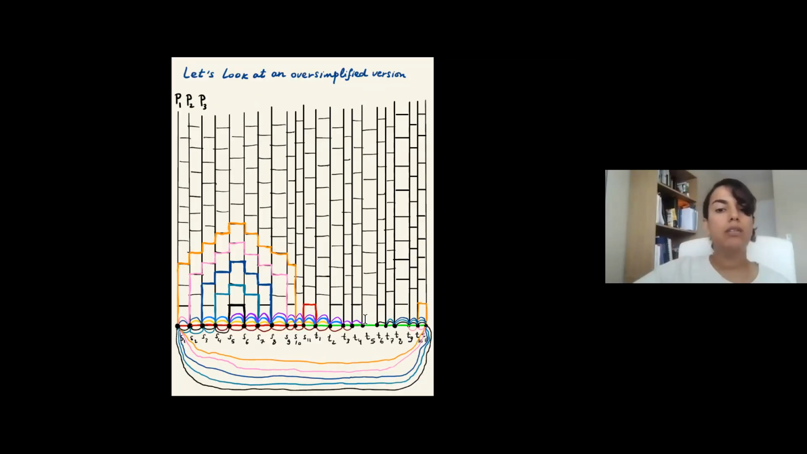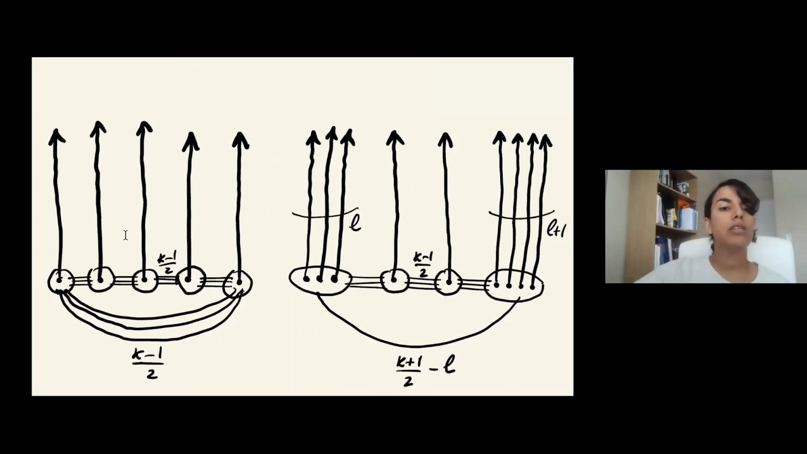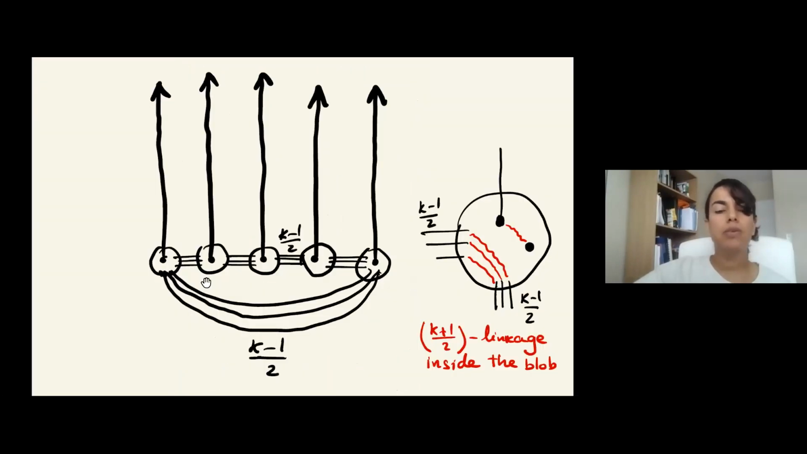Now, suppose that after contracting the blobs, we found the linkage. Then we expand the blobs again. We will still need to do some work inside the blobs here.